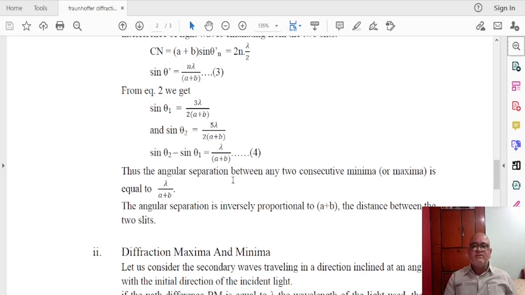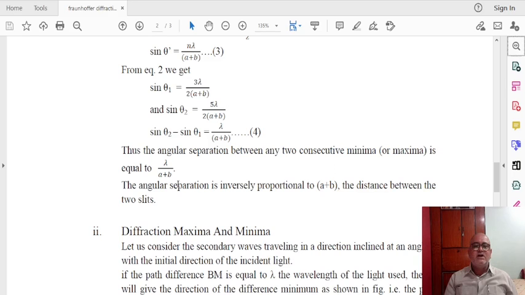Thus the angular separation between any two consecutive minima or maxima is equal to lambda upon (a + b). The angular separation is inversely proportional to a + b, the distance between the two slits. This a + b is the distance between two slits, because a is the width of the slit and b is the width of the opaque portion.